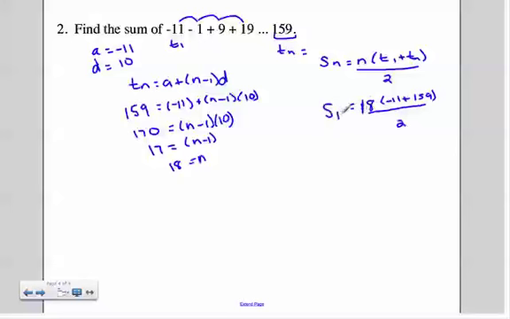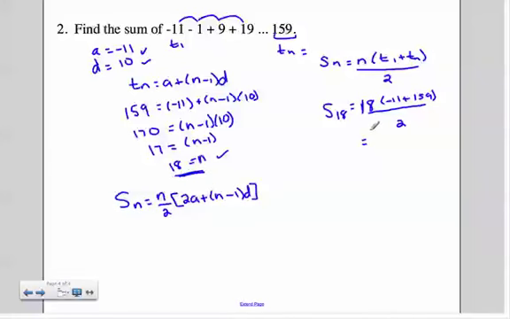So really I'm looking for the sum of 18. And now that we know n is 18, you have a, d, and n. So if you wanted to, you could go back to this formula. It's a little longer, and I wanted to show an example using this formula, so I'm going to stick with this over here. So I get 18 times 148, all divided by 2.